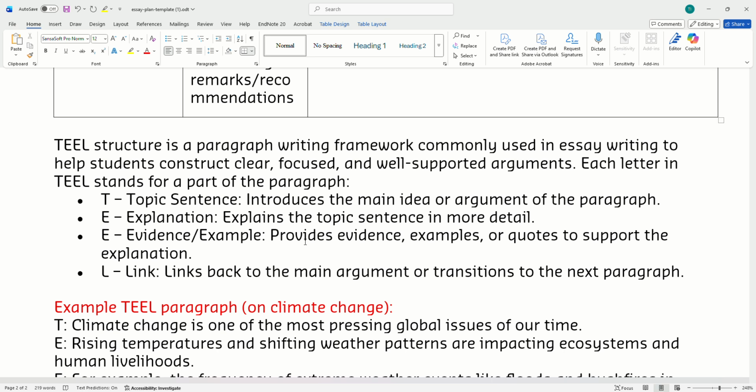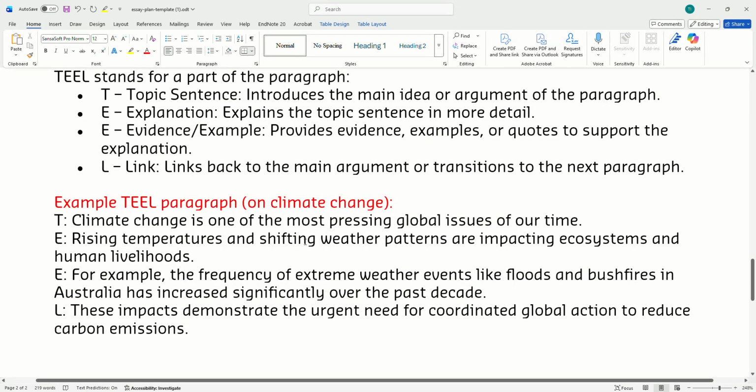With the TEAL paragraph, so your T, for example, in here I've written climate change is one of the most pressing global issues of our time. What would be a good example is rising temperatures and shifting weather patterns are impacting ecosystems and human livelihoods. For example, the frequency of extreme weather events like floods and bushfires in Australia has increased significantly over the past decade. These impacts demonstrate the urgent need for coordinated global action to reduce carbon emissions.